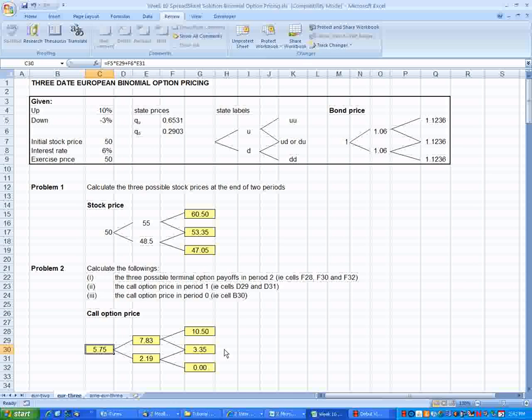Finally, we get to the root of the tree, and we recursively reapply the state pricing to get the value of the option in the root of the tree, which coincides to the value of the option today. Of course, that's the value that we're actually interested in. So, we once again use the state prices, we multiply by the value of the option in the upstate and the downstate, and we get the value of the option today, $5.75.